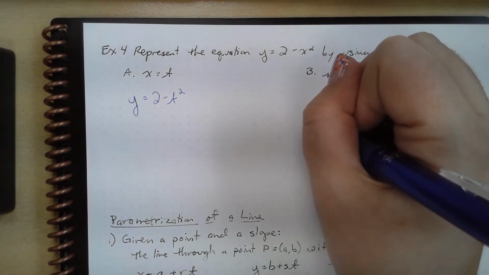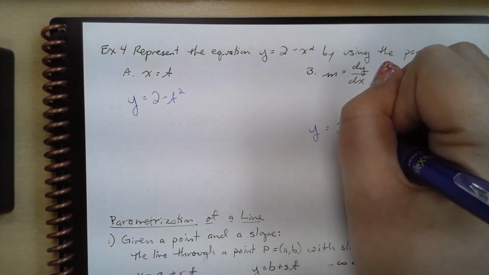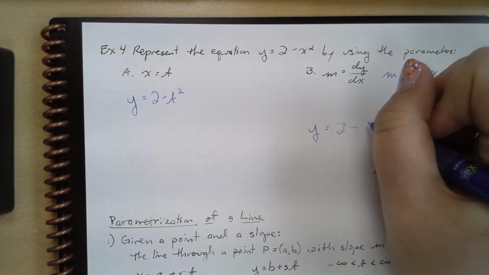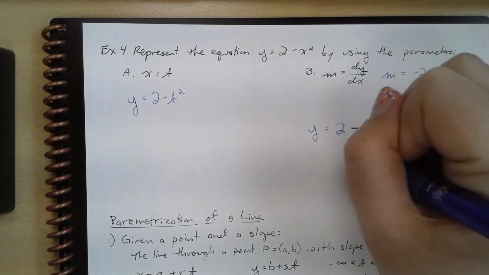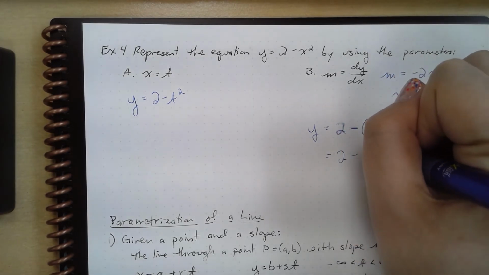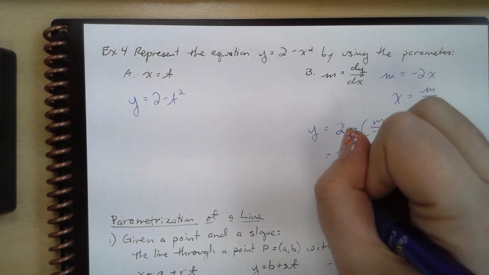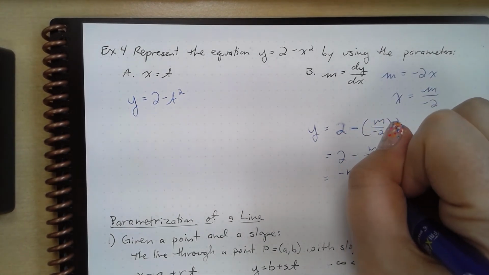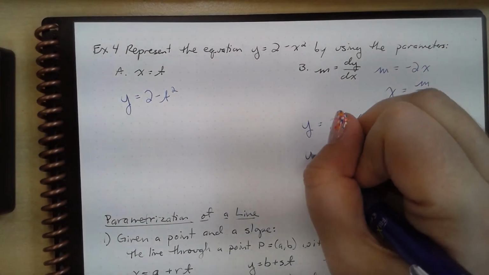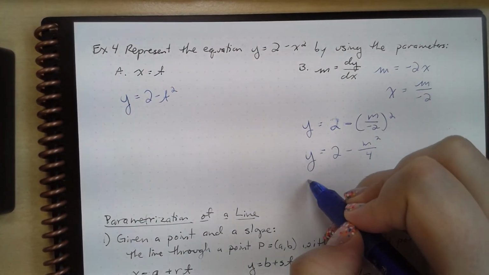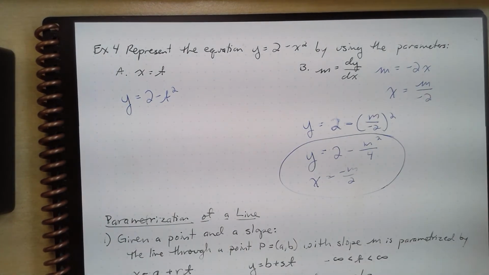So for y, I'm going to go back to my original equation here. y is going to equal 2 minus x squared, which is 2 minus m over negative 2 squared, which is going to be 2 minus m squared over 4. So y equals 2 minus m squared over 4, and x equals negative m over 2. Okay, so I've rewritten my parameters there.